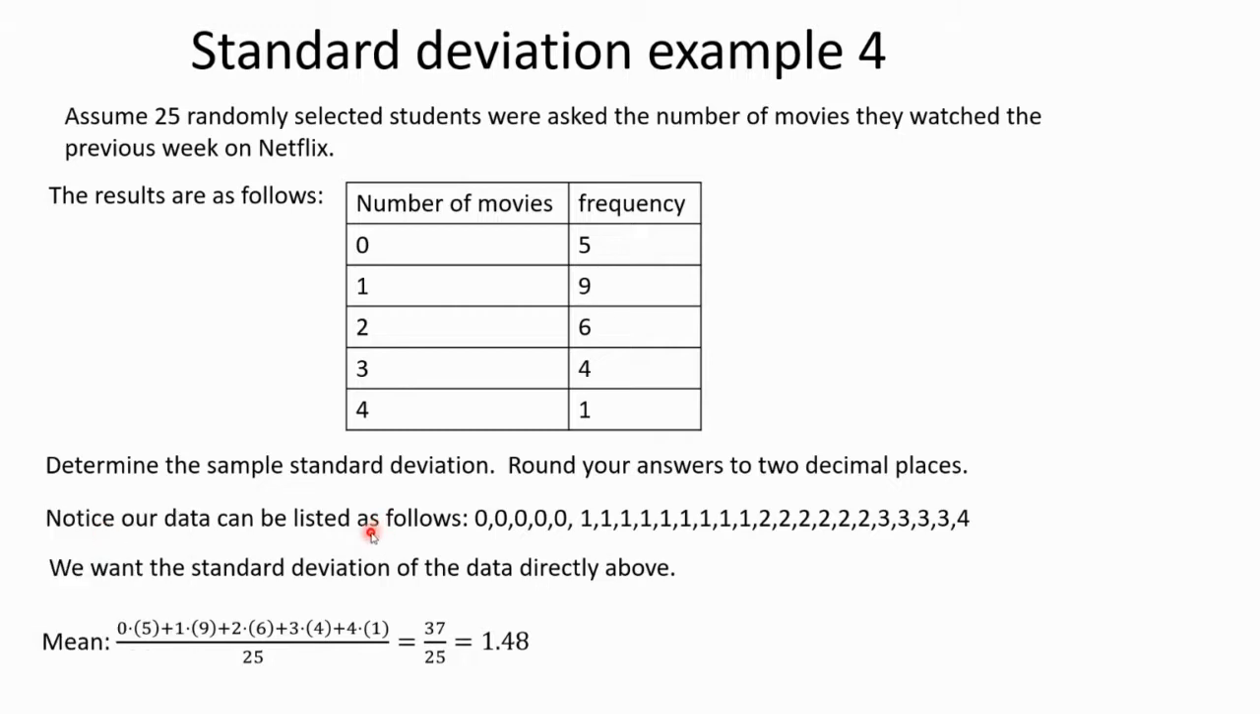One thing we can do is this. Well, first we can get the mean. Here the data is how many movies they watched. This is the frequency. Okay, so what would be the mean?